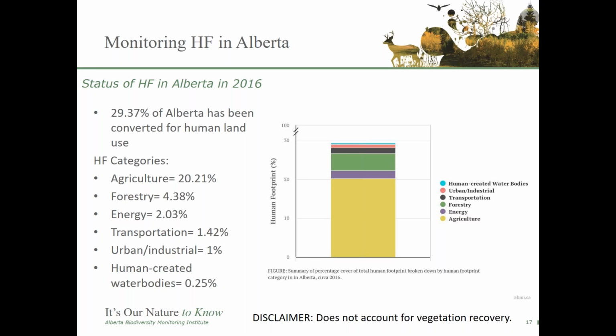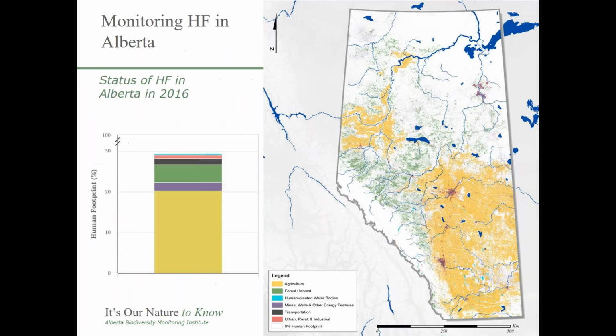So this table shows how that 29% is divided among the 6 categories of human footprint that ABMI reports on. Agriculture, represented in yellow, has the largest share of human footprint in the province by a long shot, followed by forestry and energy sectors. The rest of the categories like transportation, urban, industrial, and human-created water bodies are at, around, or just slightly less than 1% of human footprint in the province. This map provides a visual representation of where these areas of human footprint occur by category using the corresponding color.